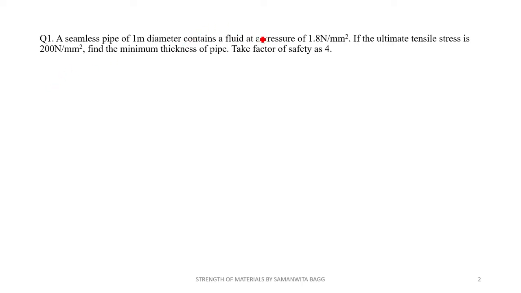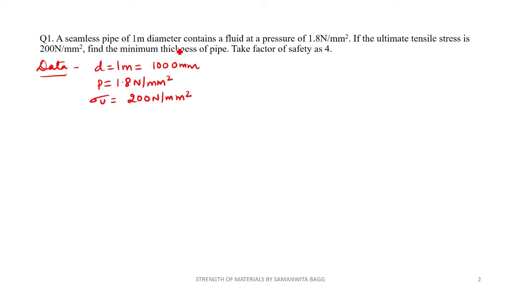pressure of 1.8 Newton per mm square. So the first given data is diameter is 1 meter. Let me convert this into mm. And the pressure P is given as 1.8 Newton per mm square. If the ultimate tensile stress is 200 Newton per mm square, so the maximum value or sigma U is given as 200 Newton per mm square. Find the minimum thickness of the pipe.